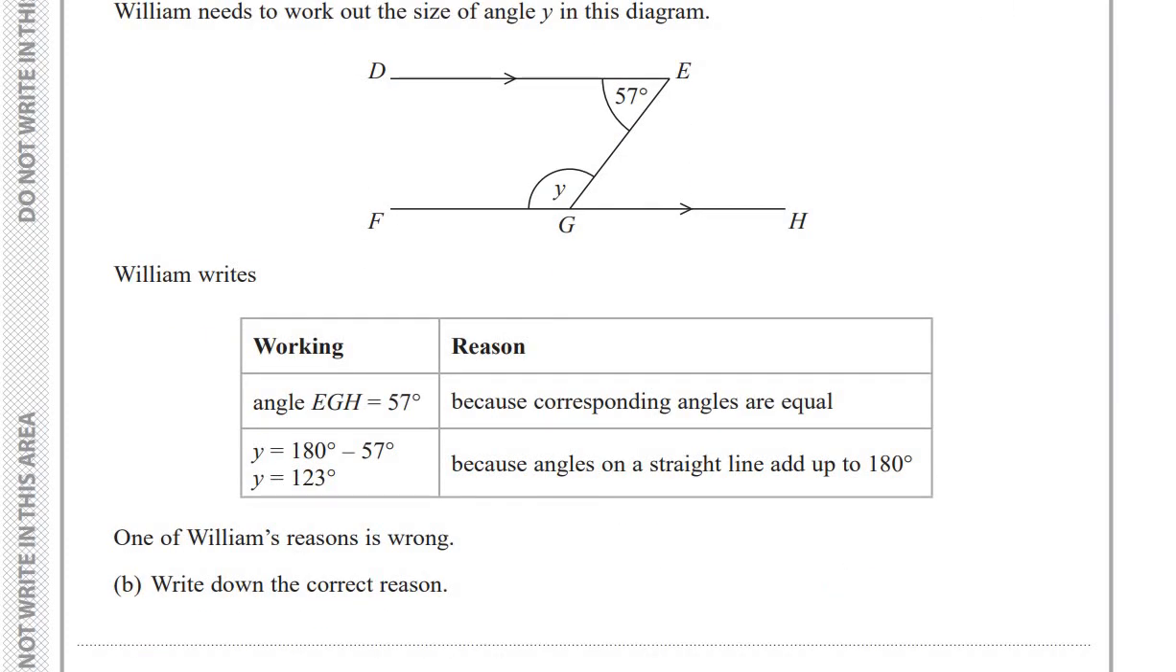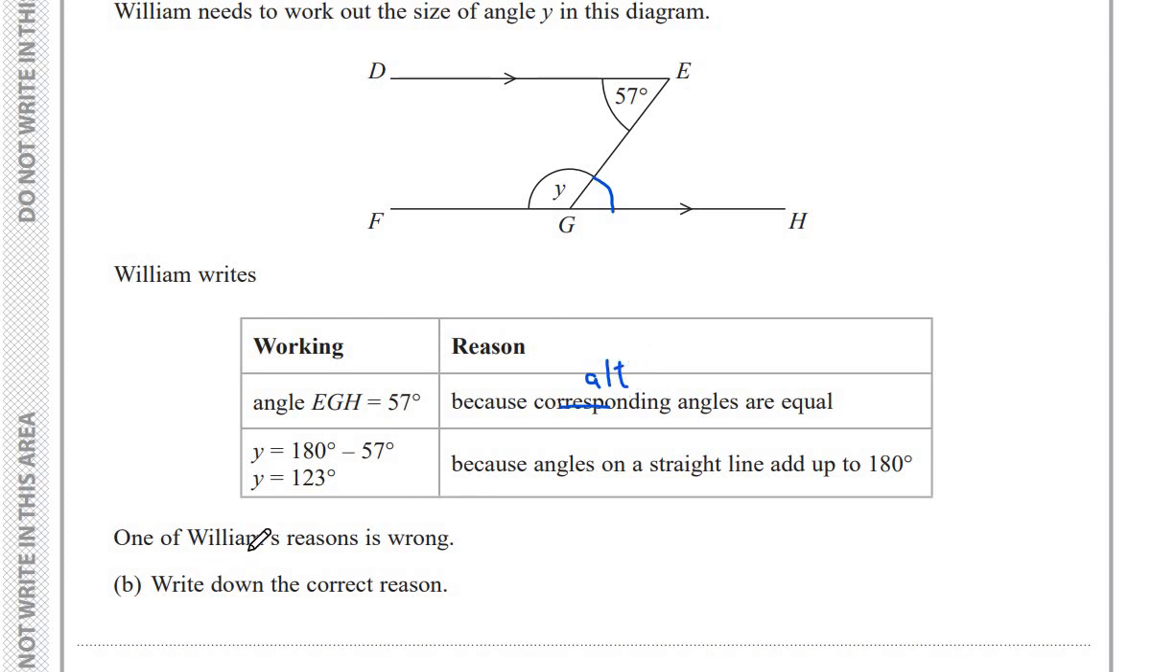And in here, William writes that angle EGH is 57 degrees. Yes, that's correct. And the reason, he says, is because corresponding angles are equal. Well, these are not corresponding angles, but alternate angles. So that is a mistake. It should be alternate here.